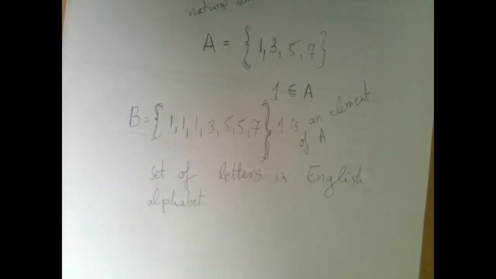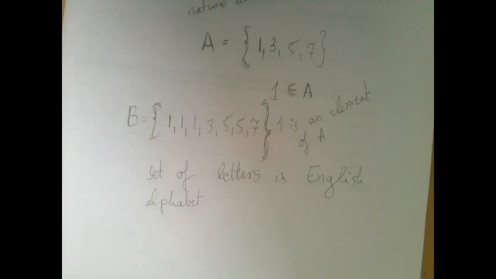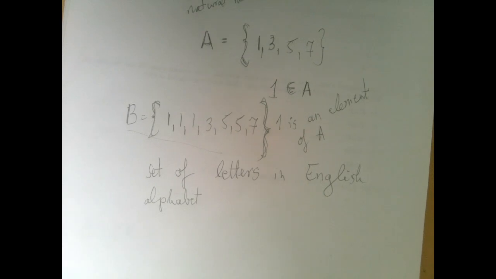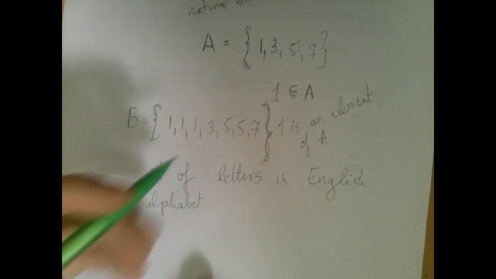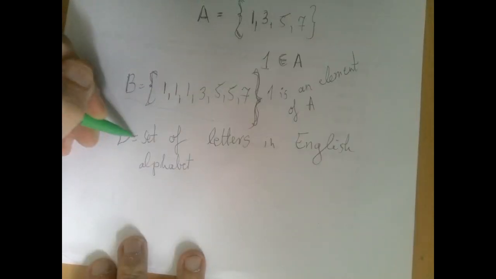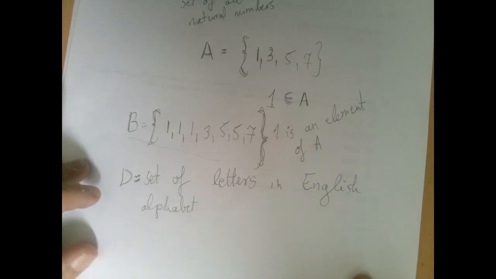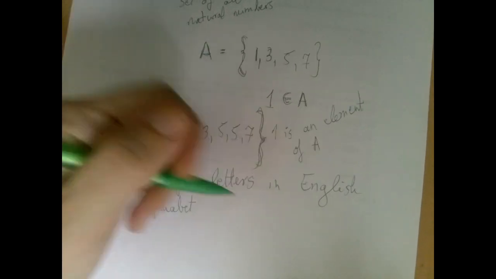So here is another set. It's described with just using English language, the set of all letters in the English alphabet. So of course, we can translate that into the notation with the braces and we can list the letters. Let's call this set D. Two sets are equal if and only if they have exactly the same elements. So A equals B.